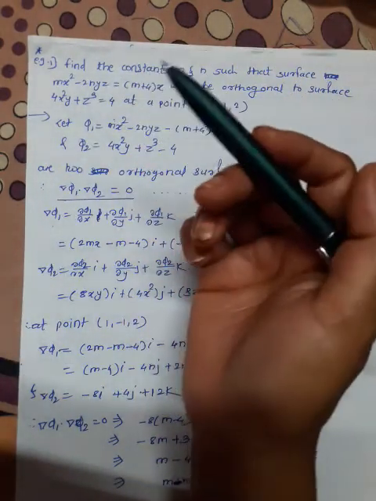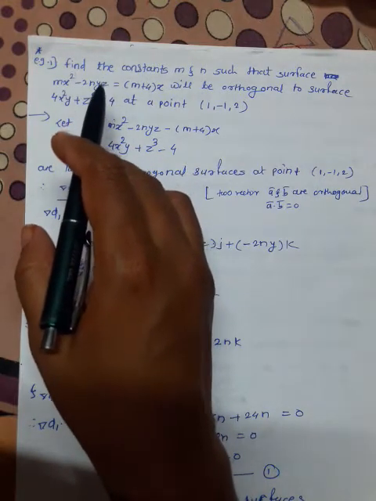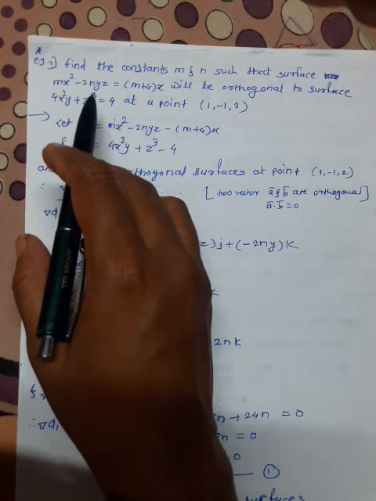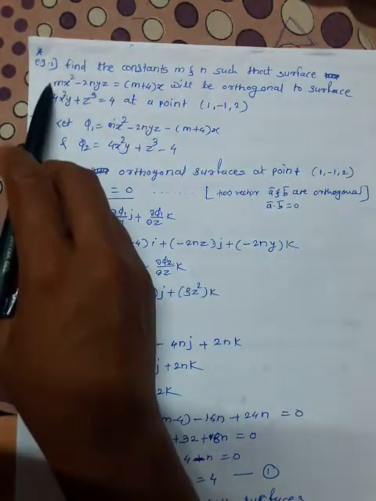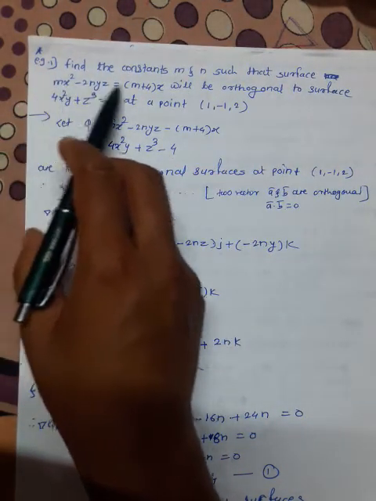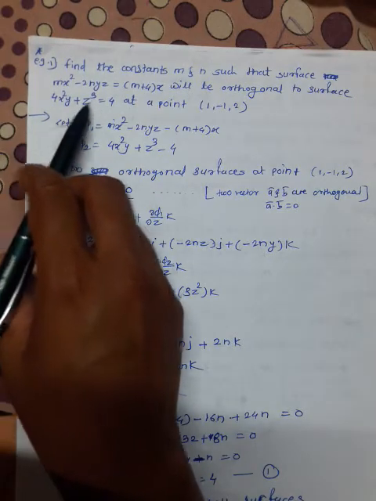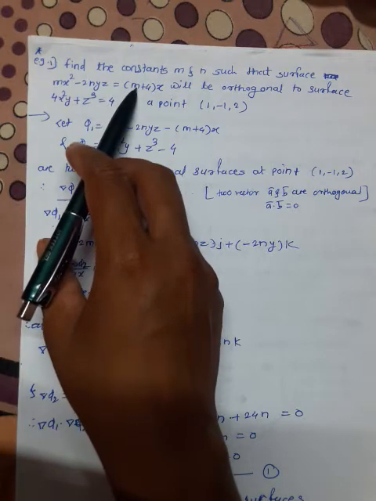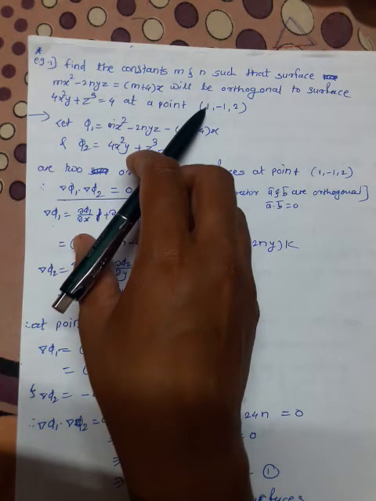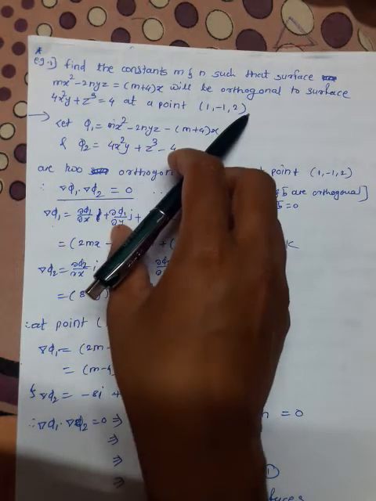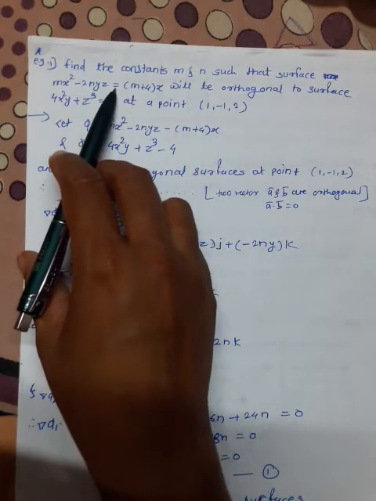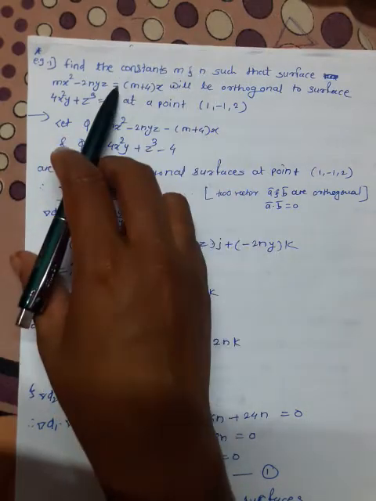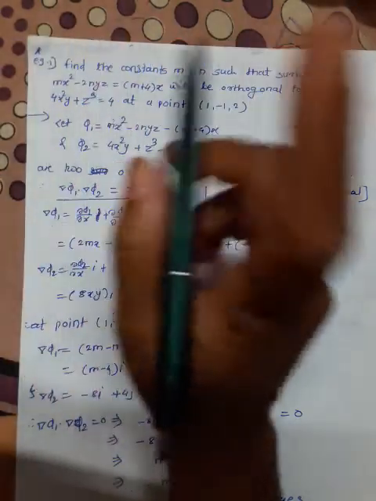Now we have to see in which surface equation m and n are present. In the first surface equation, m and n are present. In the second equation, there is no m and n. Therefore we are going to use the first surface equation. Put the values of x, y, z, that is the point, in this equation, because the point lies on the surface, therefore it must satisfy this equation. We get another equation in m and n.